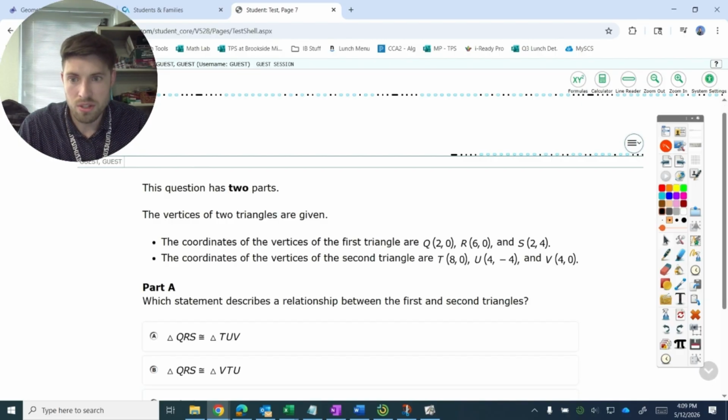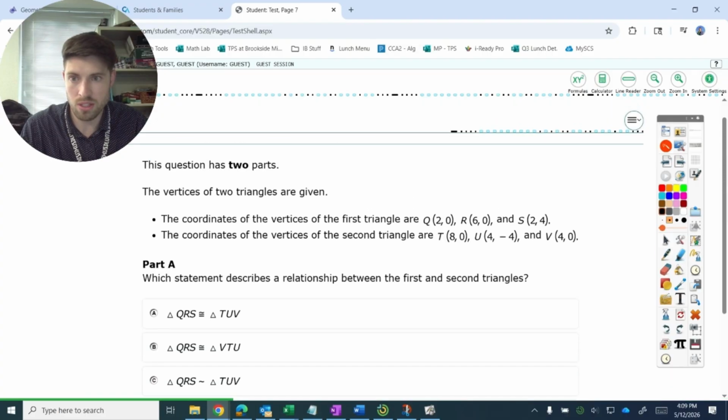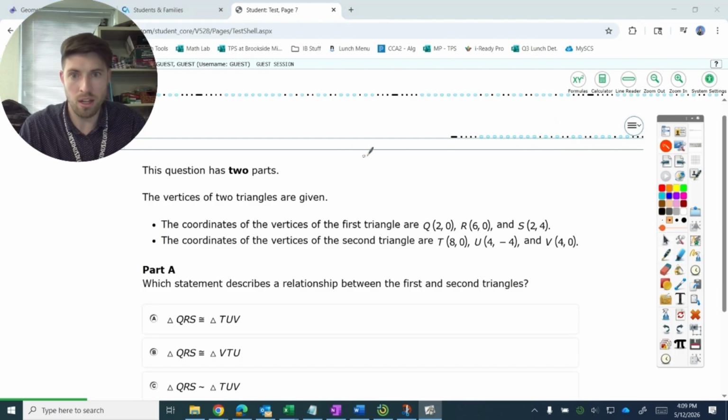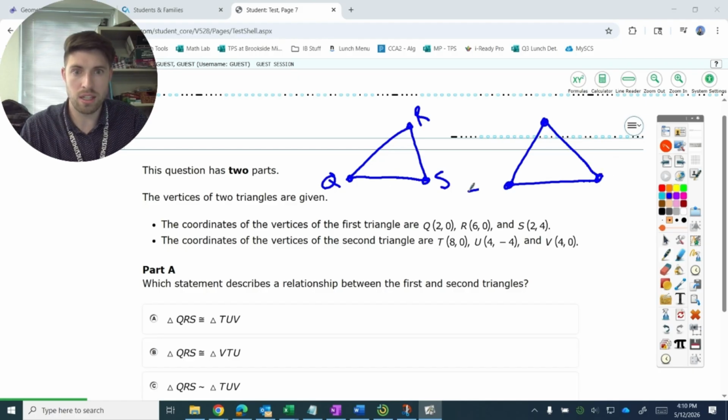Okay, for number 7, this one's a bit long. But how we have to do this is there's a part A and a part B. First, we want to determine, are these triangles congruent or similar? And then how do we name that? And then part B is there's some sort of a transformation we can use to prove part A. And so to do that, drawing a picture can help you keep track and label the parts here. So if I have Q, R, S, and I want to prove that it's either similar to or congruent to TUV, I don't know anything about the angles, and so what I need to do is find my side lengths.